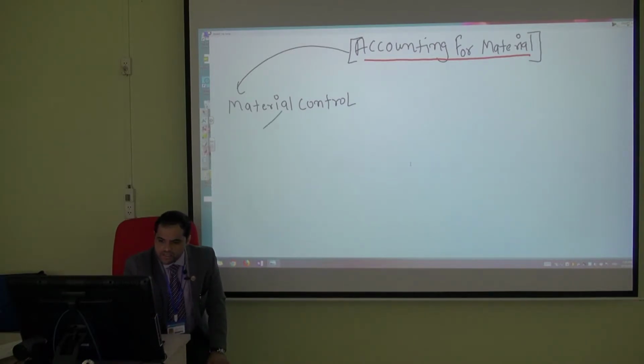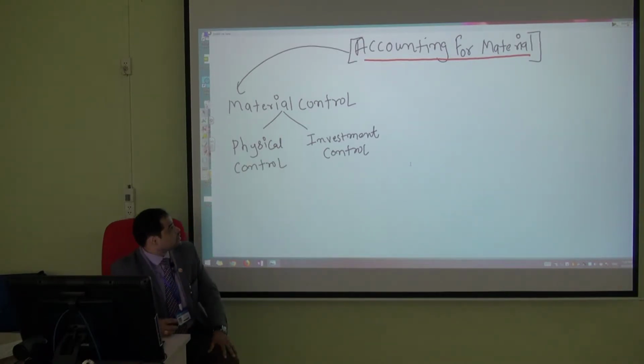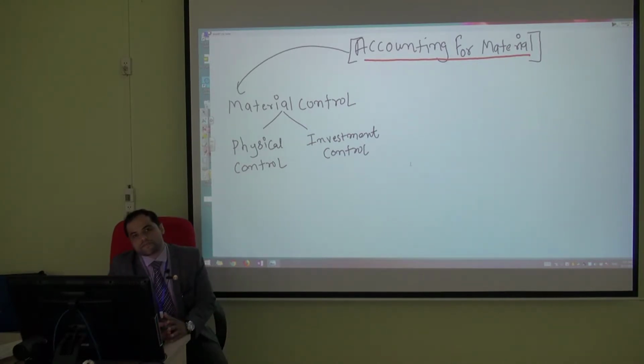The first one is physical control, and another one is investment control. Physical control and investment control. Now we talk about physical control first.